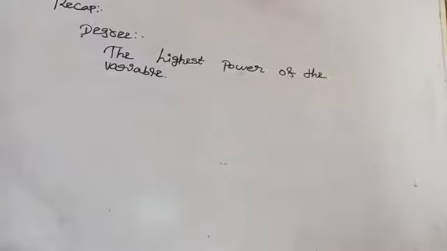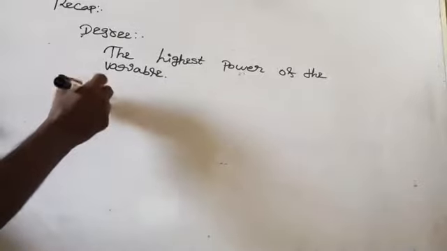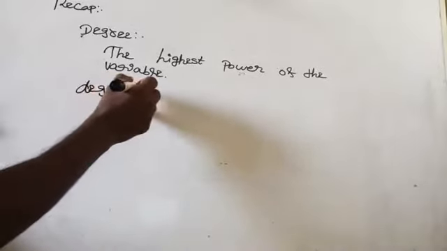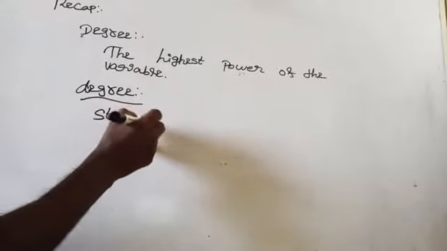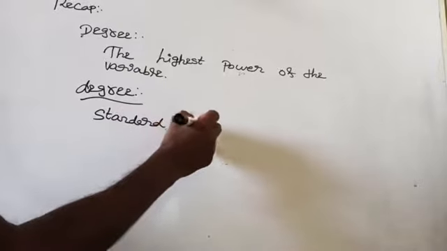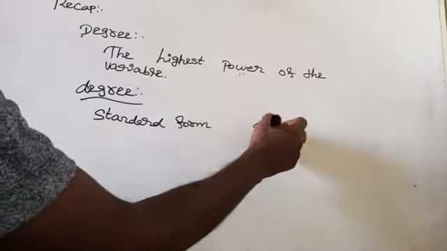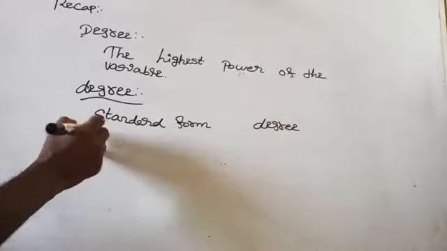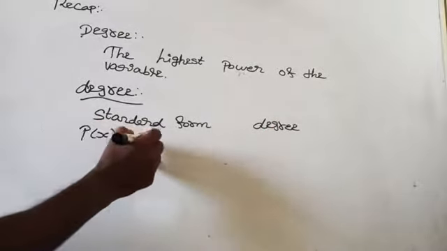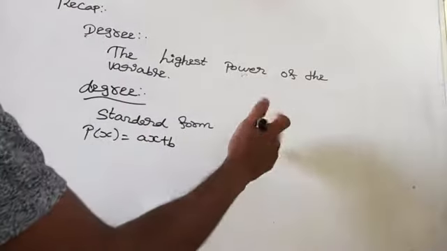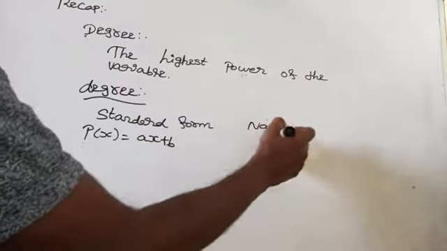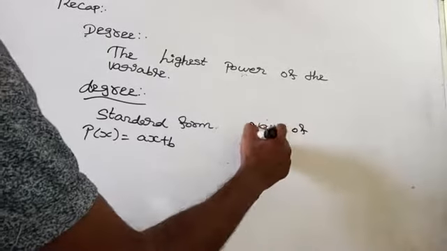Then you can classify the polynomial based on degree. Another one is based on terms. First we will discuss based on degree. If the degree of the polynomial is 1, I will write the standard form. Name of the polynomial, standard form, degree. If p of x is equal to ax plus b.